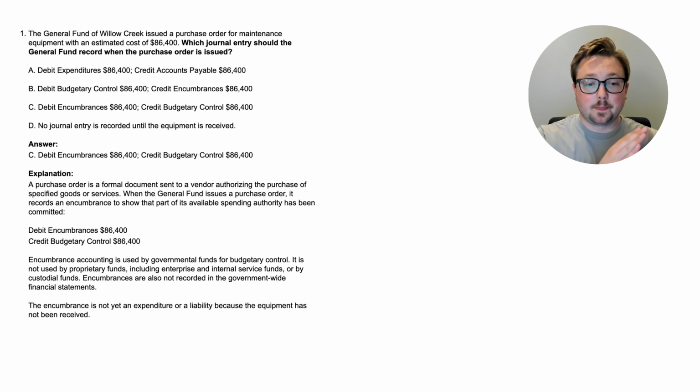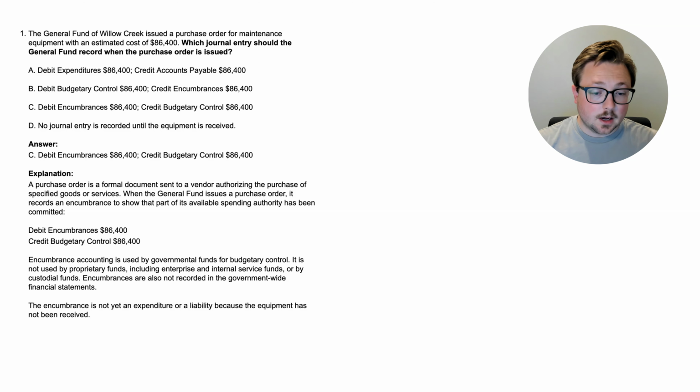Let's go through this. A purchase order, just so you understand it, is a formal document sent to a vendor authorizing the purchase of specified goods or services. So basically just saying, yes, we authorize that, or we say that we are going to purchase these goods. When the general fund issues a purchase order, it records an encumbrance to show that part of its available spending authority has been committed. So they're committed to buying it for a supposed amount. They debit encumbrances for the $86,400 and they credit budgetary control for the $86,400.